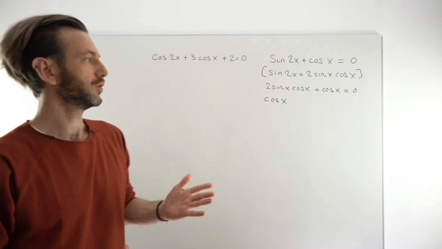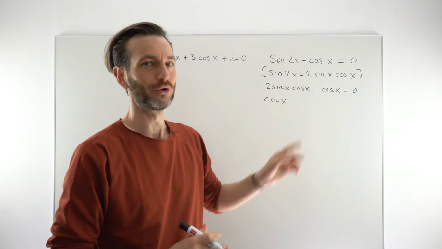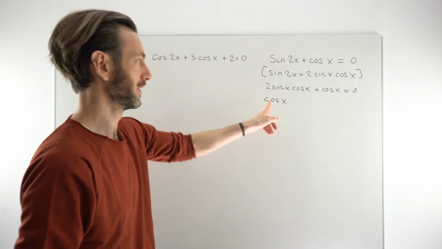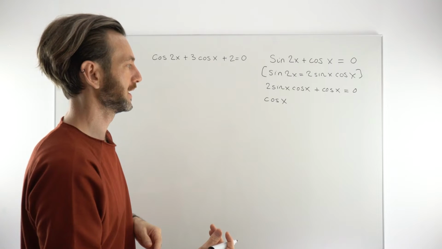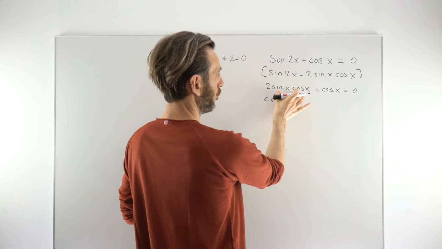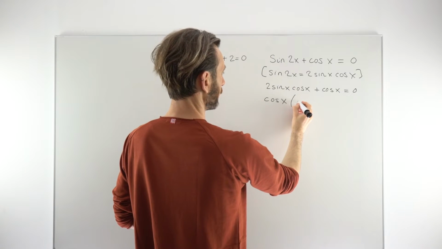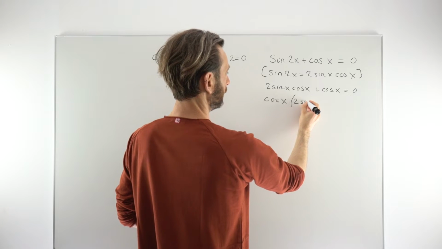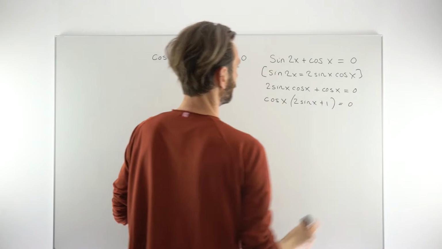So if you're not used to using trig functions as a common factor, it might seem a little bit weird at first because often we factorize using numbers or simple algebraic terms, but there's nothing to stop you using a cos x. It's still a common factor between these two terms. So I'll factorize with my cos x. That will give me 2 sine x plus 1 inside the bracket equal to 0.